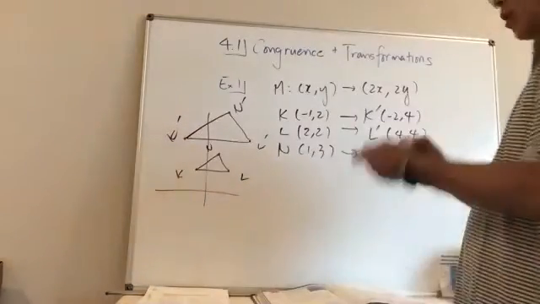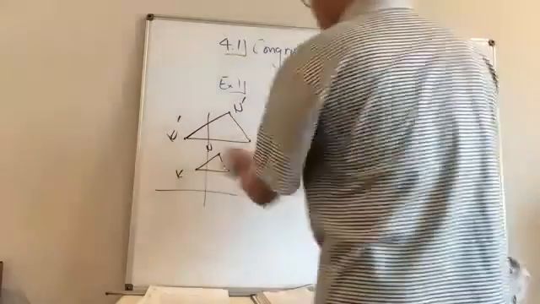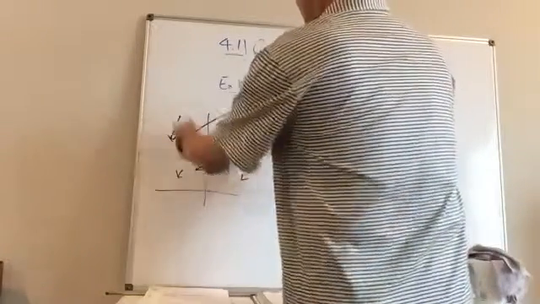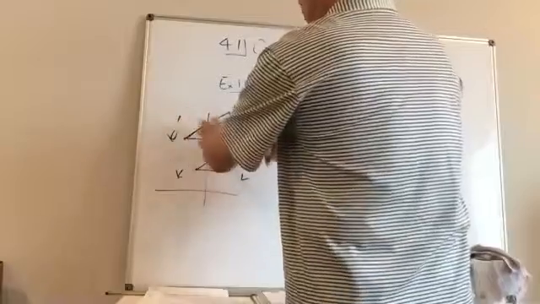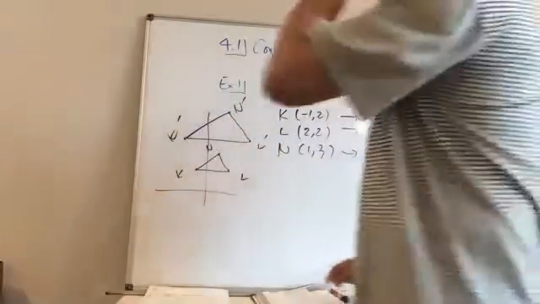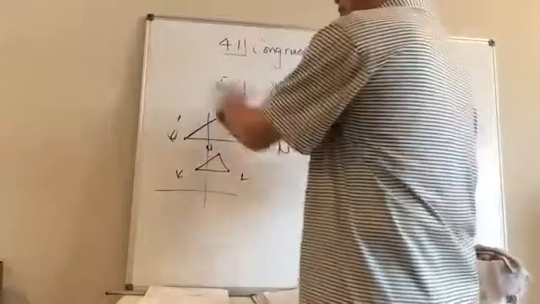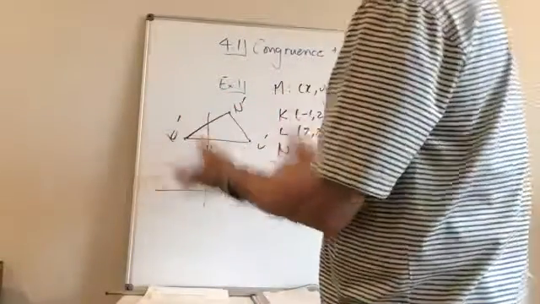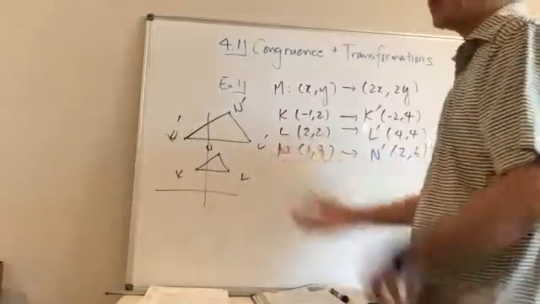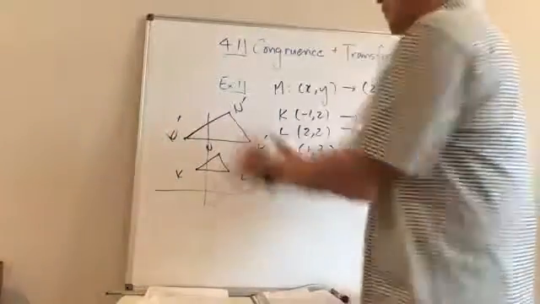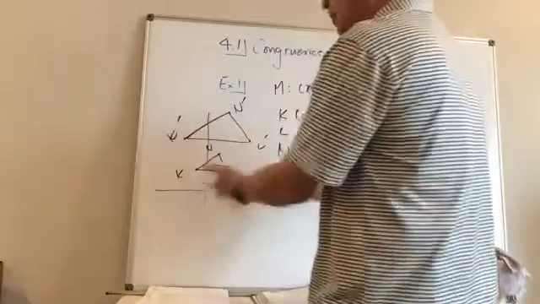Okay, so we started with a smaller triangle and then we got bigger, right? So this is like what? You took it to a copier and you enlarged it, right? So this would be a dilation, because you have actually changed the dimensions of the object itself.